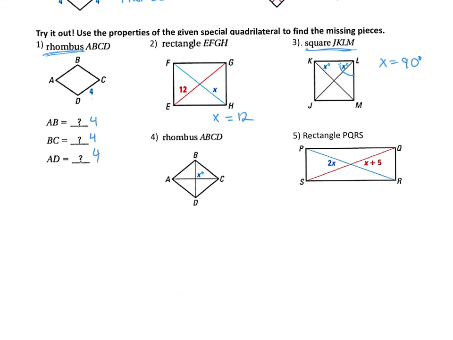Let's look at number 4. We have a rhombus. They want to know what this is. X has to be 90 degrees. This rectangle PQRS, oh, this is one diagonal and the other one is another diagonal. So they have to be equal. So I'm going to set them equal and solve. Subtract X, X must equal 5. And that is that.